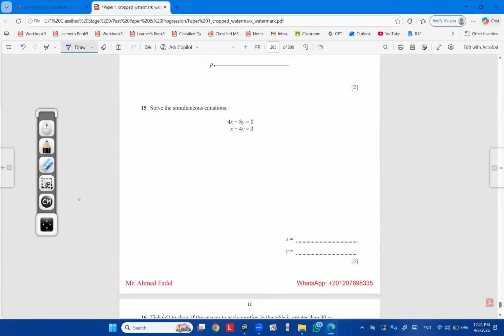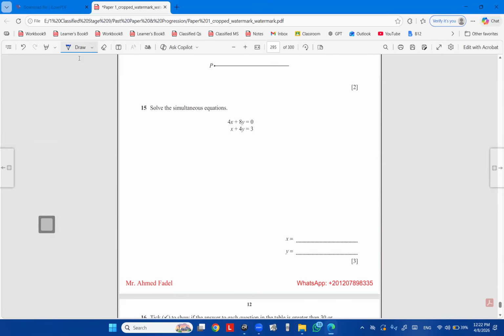This is a simultaneous equation. I can answer it actually in one of the 2 ways. I can multiply this by 4 to eliminate the x, or you can multiply up by 2 to eliminate the y. Both ways will lead you to the same answer. So I'm going to choose to eliminate the x first. Fine. Not actually a big deal.